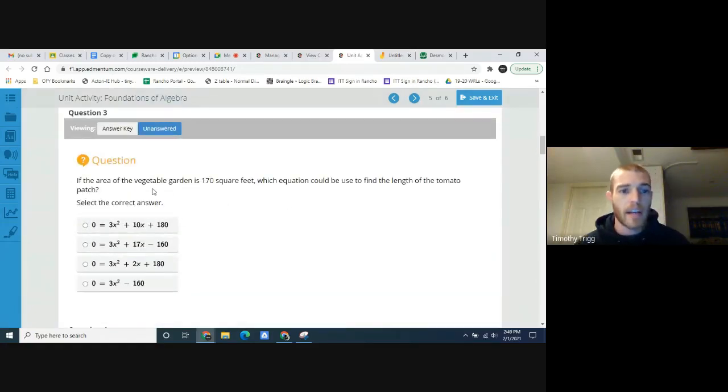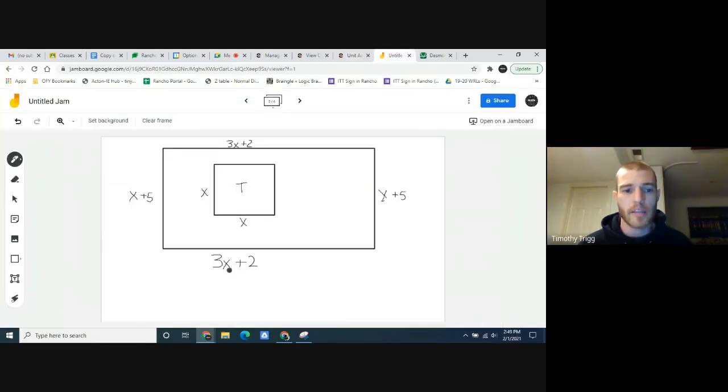Now, the area of the vegetable garden is 170 square feet. Which equation can be used to find the length of the tomato patch? For this one, we want the area of the garden. To find the area, you do length times width. So we're going to go ahead and do that.